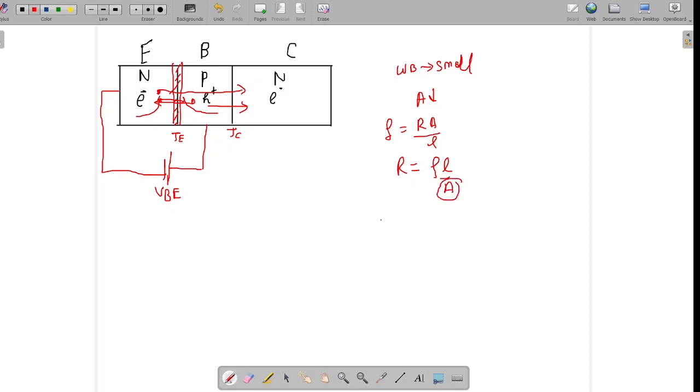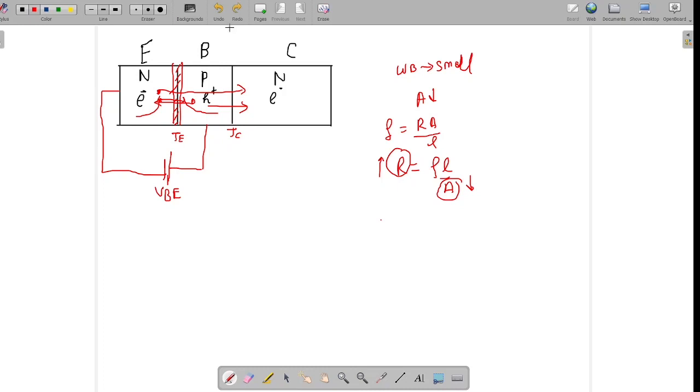If the area is reducing, then the resistance will be increasing. So the series resistance in the base region will increase, and some of the voltage we are applying will drop across this R, not where it should be. That is not useful for controlling the device, so we lose some of the control of the device. That is another problem.